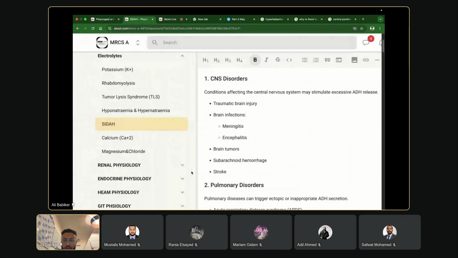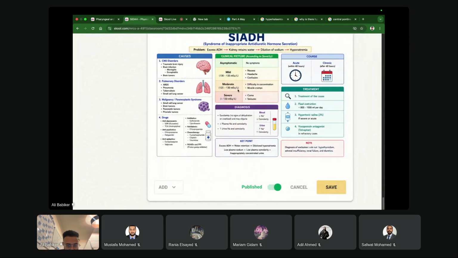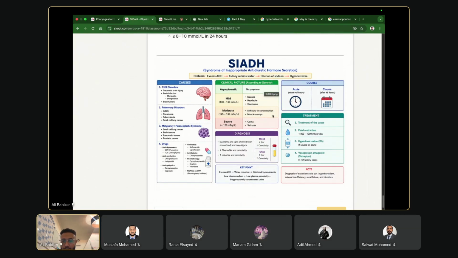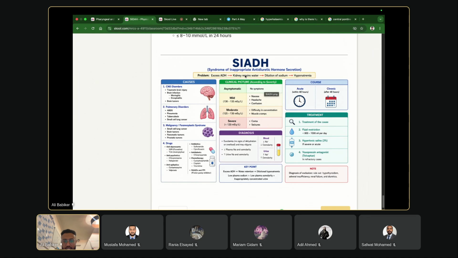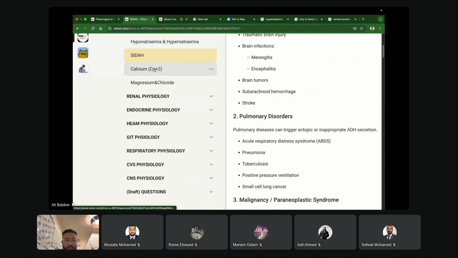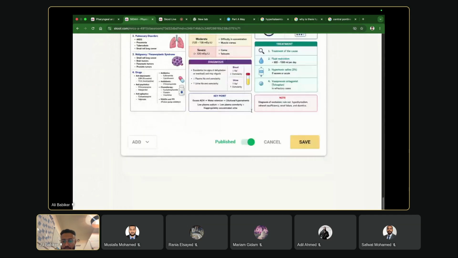Unfortunately, the lesson is taking too long. You just need to go through all of this. There's nothing to understand. Most of it is memorization. And here's a small picture explaining the SIADH syndrome. We finished the calcium already, and then we're going to finish with magnesium.